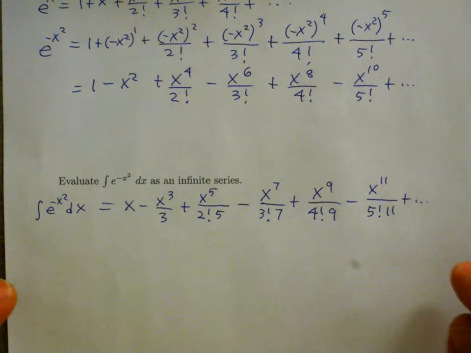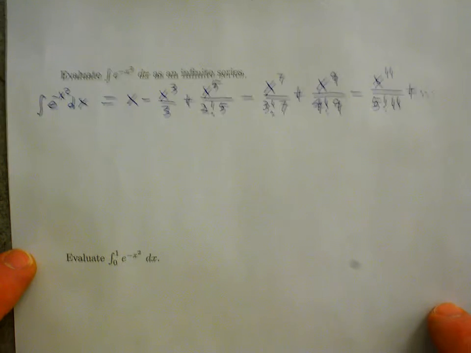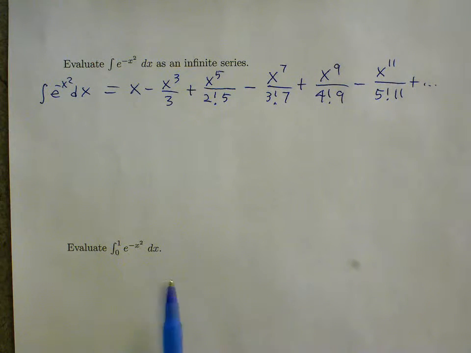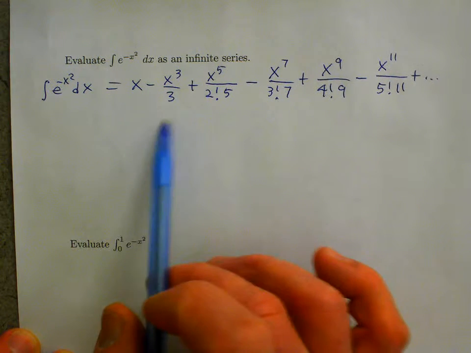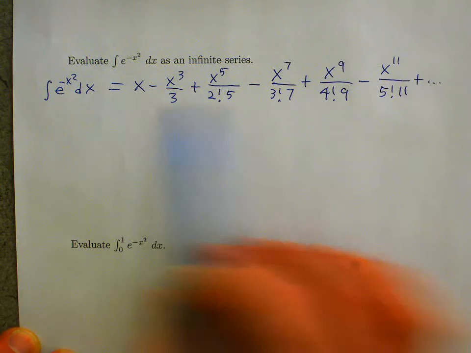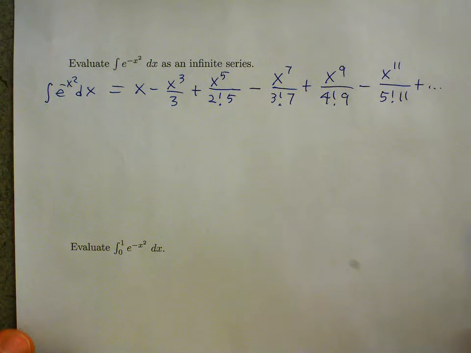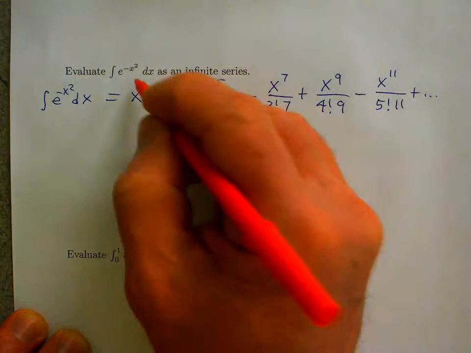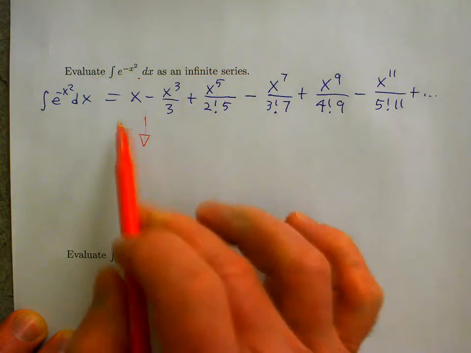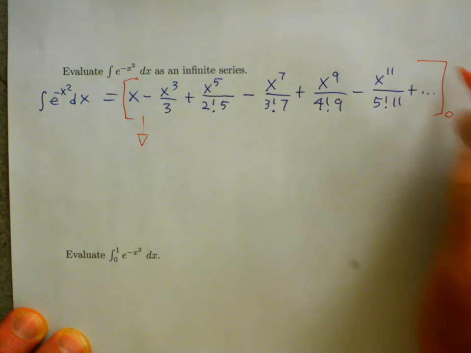Is that what you got? Okay, so then in the bottom part, we evaluate the definite integral of e to the negative x squared dx from 0 to 1. I guess I should rewrite all of that. You don't really want me to do that, do you? So if we were to evaluate this definite integral, we would evaluate this expression from 0 to 1.